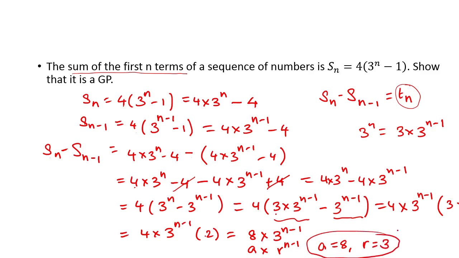Okay, so how do we prove? Either it is directly in the form of the nth term, or you can always show that Tn upon Tn minus 1 is constant, and that's how you show that it is a geometric progression. So in case you know the sum of the first n terms of a sequence of numbers, you can always show that it is a geometric progression by using a method something like this.